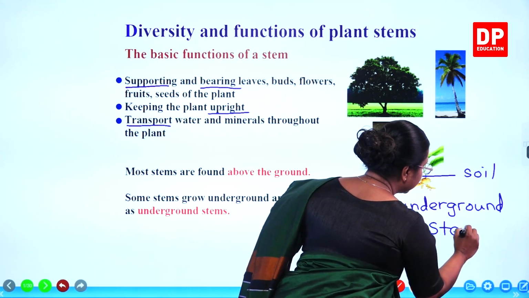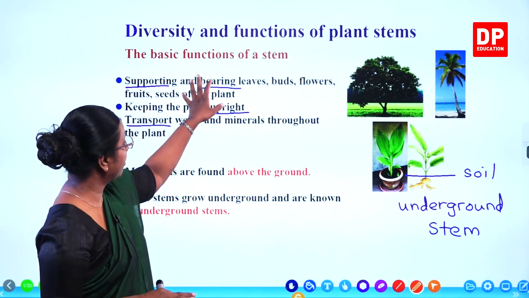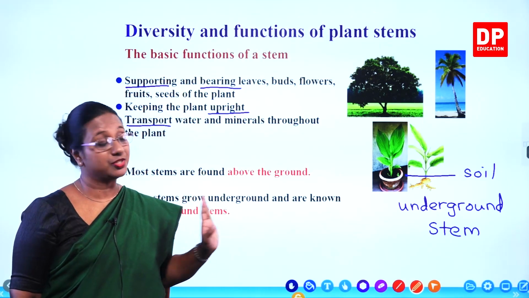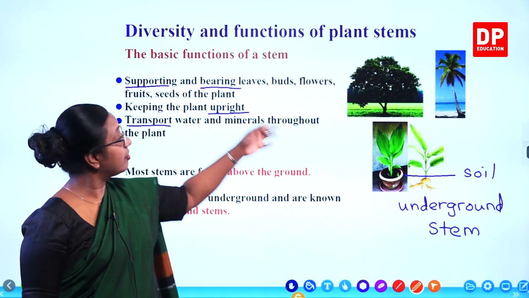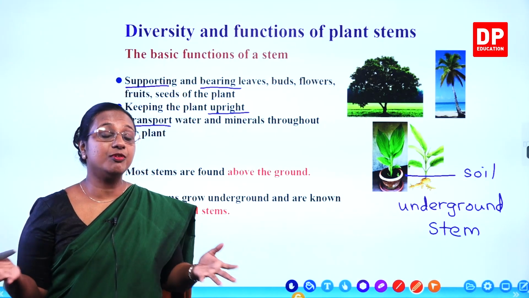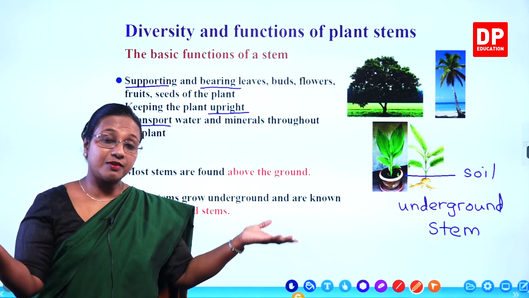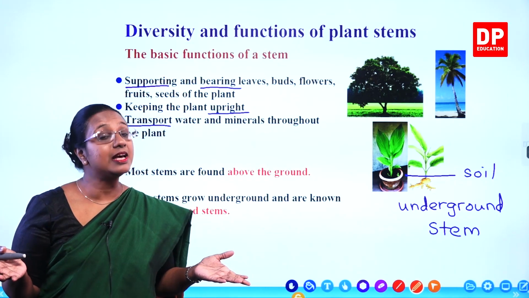So that is another type of stem. Now you can see normally the stem has these functions. So if it is under the ground, it cannot carry out these functions. It cannot bear the leaves, fruits or the flowers. It cannot transport water to the rest of the plant. It cannot keep the plant upright.